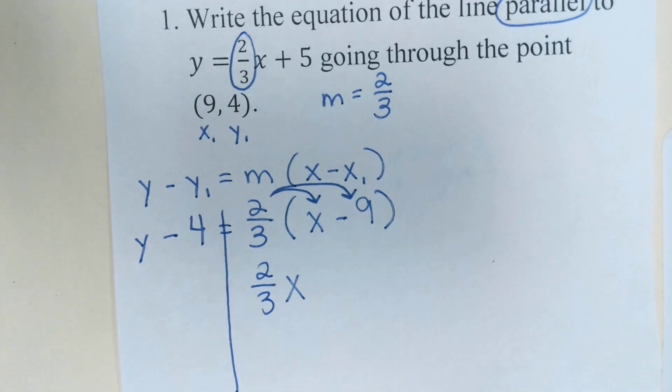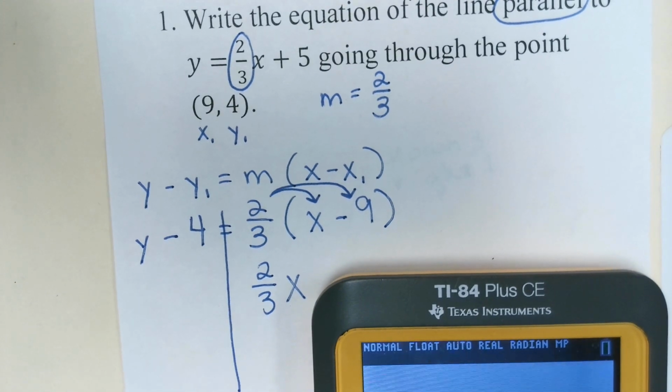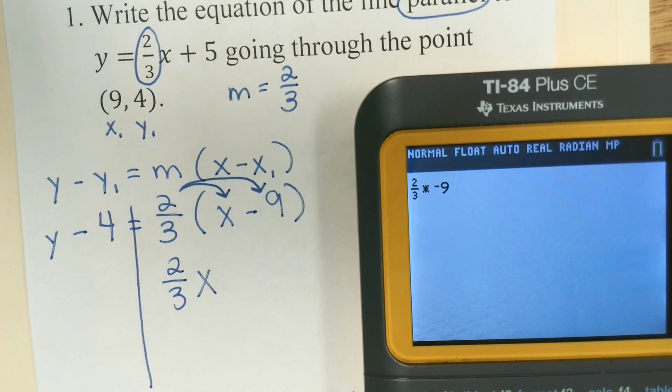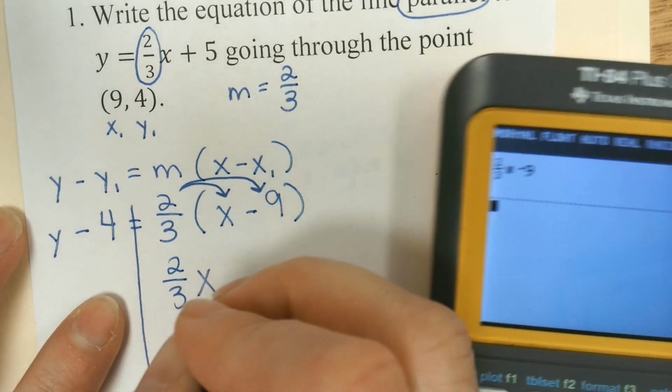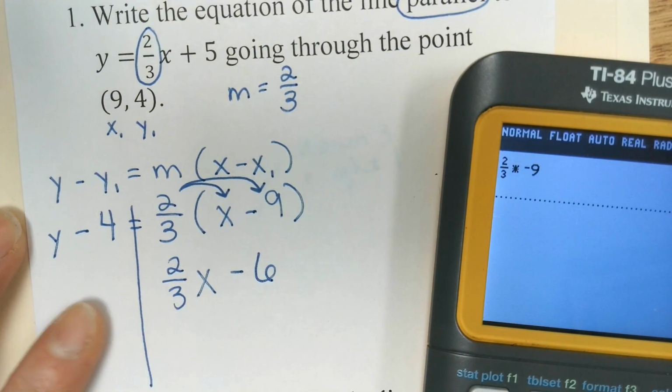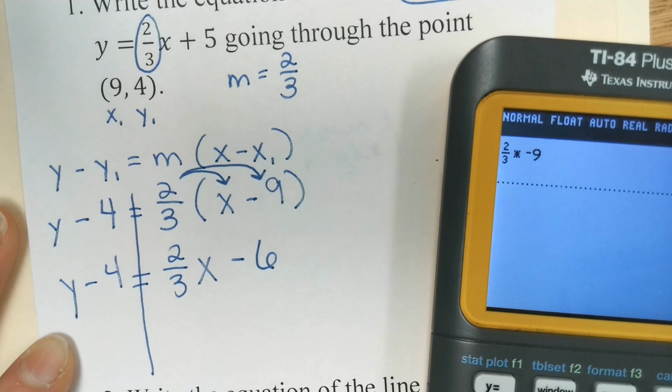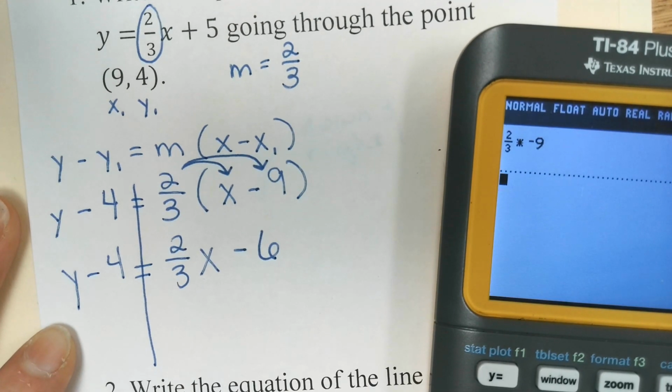So I would use my calculator. Alpha y equals, go ahead and type this in. We're going to multiply it times a -9 because that's what we're distributing it to. 2/3 times a -9. Push enter. And it's a -6. So y minus 4 equals 2/3 x minus 6.